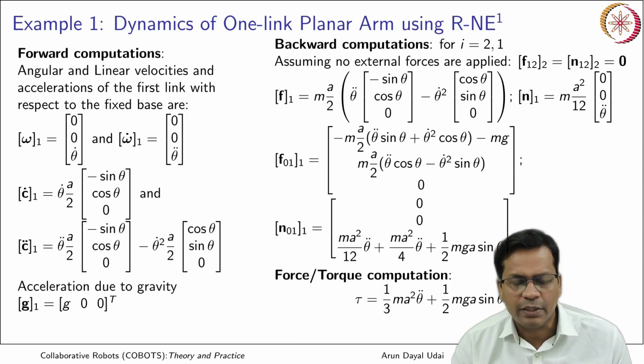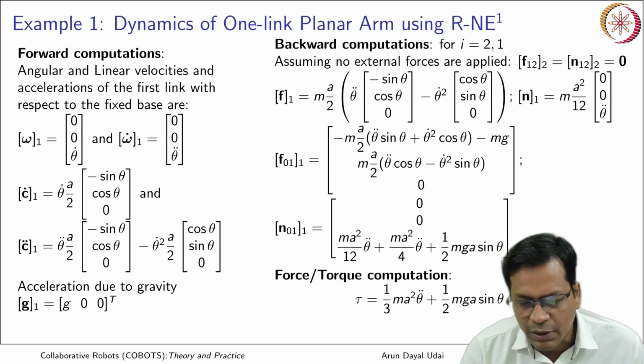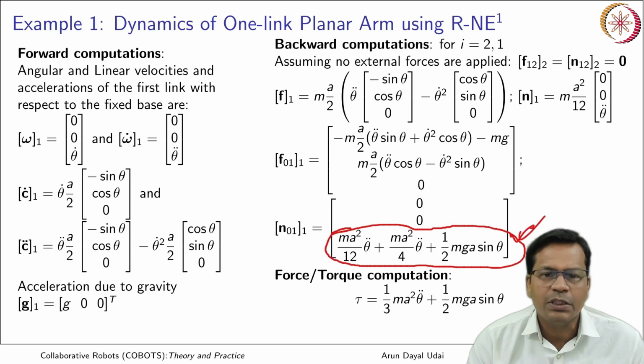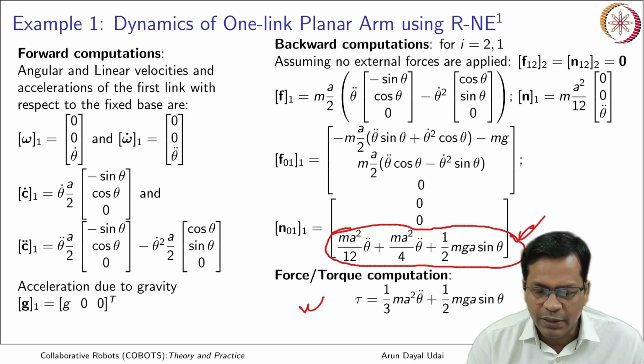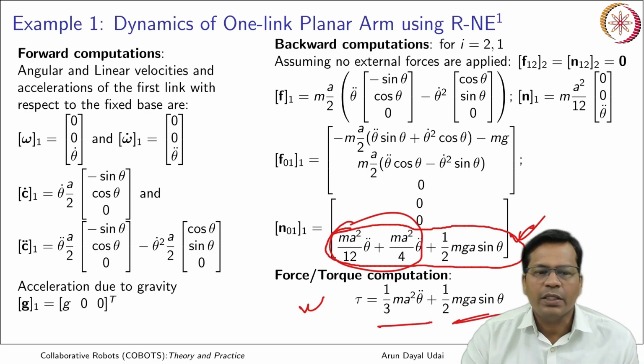When you take the torque computation, here there is no force, so you see just the last part of it. If it is projected along the axis of rotation, only this term is visible, and that gives tau equal to 1 by 3 ma square theta double dot plus this. This is due to the inertia and this is the gravitational torque.